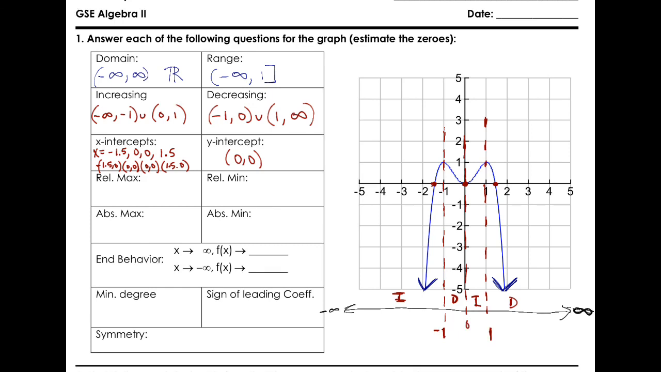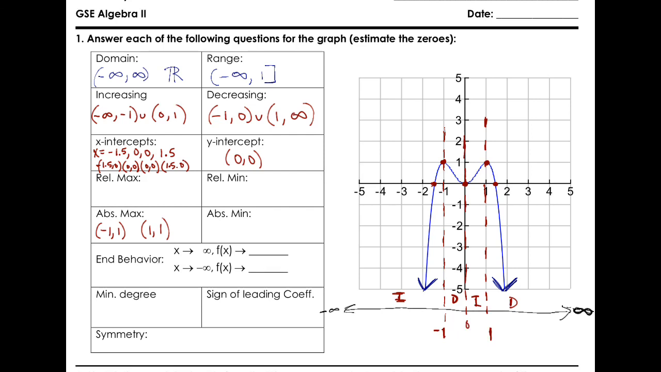Actually, let's take care of our absolute maxes first. If I put my pointer there, is that the absolute highest that this is going to go? Yes, it is. And so let's put a point there. Right there, we know we have an absolute max at negative 1, 1. We have another absolute max because this is also the highest point over here. So we know we have one at 1, 1.